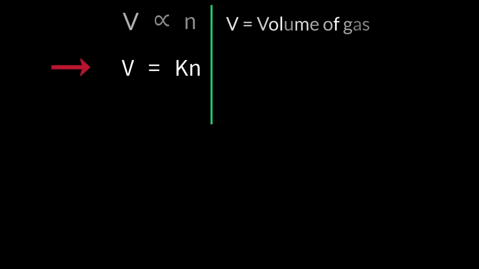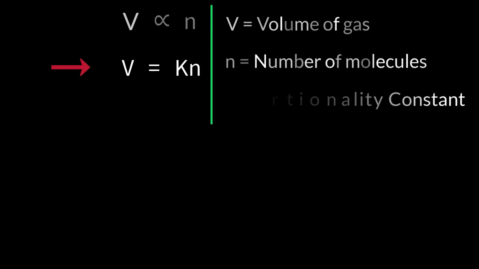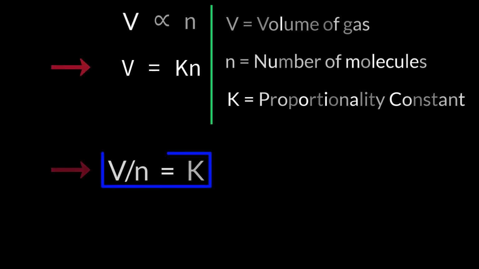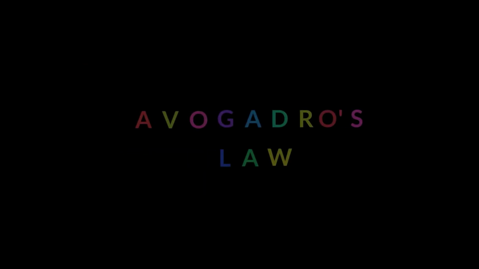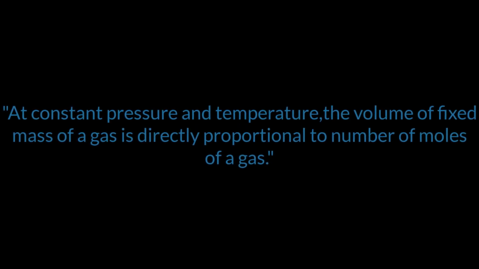Therefore, we can write V equals Kn, where V equals volume of gas, n equals number of molecules, and K is a proportionality constant. We can rearrange the equation: V over n equals K. Avogadro's law states that at constant pressure and temperature, the volume of a fixed mass of a gas is directly proportional to the number of moles of a gas.